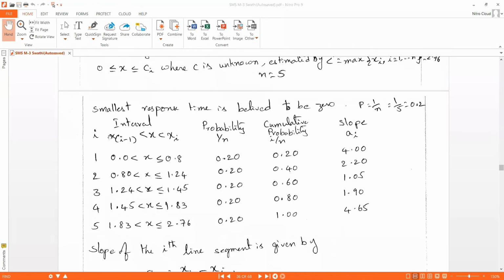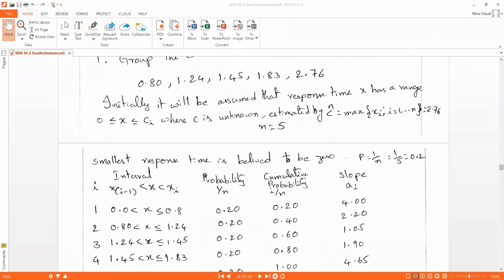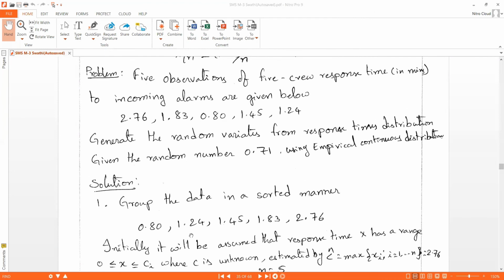Here we have n numbers, and the i value is 1 to 5. So we have written the intervals as x_{i-1} < x < x_i. Here we have the x_i values.